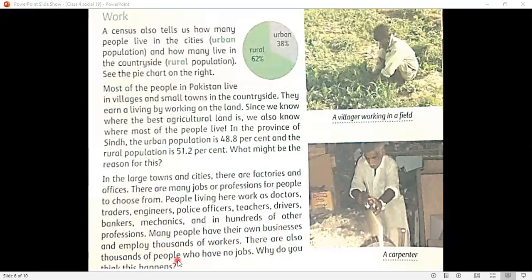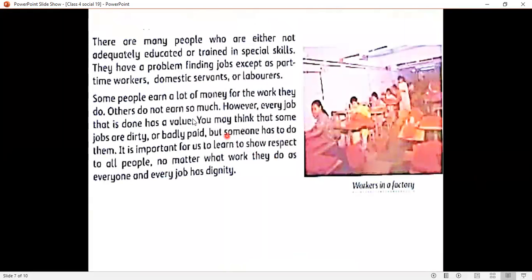There are also thousands of people who have no jobs. Why do you think this happened? Why don't the people have jobs? There are many people who are either not adequately educated or trained in special skills. Because people are not adequately educated or trained in special skills, that's why they are jobless. They have a problem finding jobs except as part-time workers, domestic servants, or laborers.